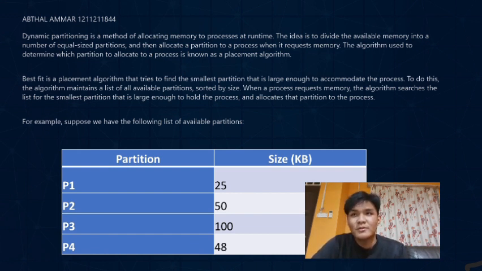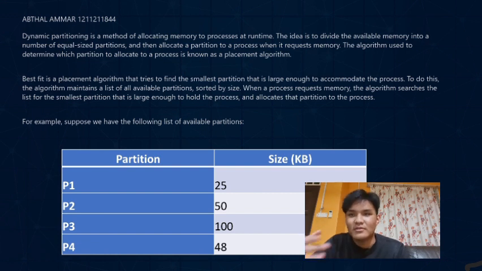The algorithm used to determine which partition to allocate to the process is known as a placement algorithm. Best fit is a placement algorithm that tries to find the smallest partition that is large enough to accommodate the process. To do this, the algorithm maintains a list of all available partitions sorted by size. When a process requests memory, the algorithm searches the list for the smallest partition that is large enough to hold the process and allocates that partition to the process.